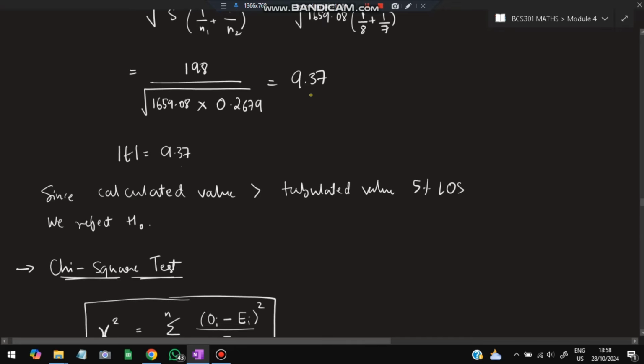So the answer you have got is 9.37, and the value in the table will be less than 9.37 only. If you see the table of 0.05, it will be less than 9.37, something like 0.026. Since the value which you have got is greater, we will reject the hypothesis. So this was about the significant difference type of questions.